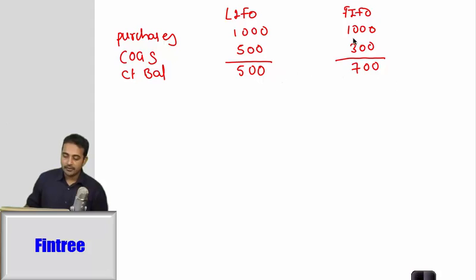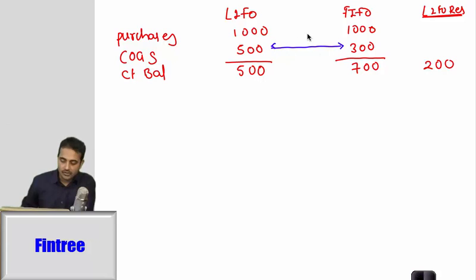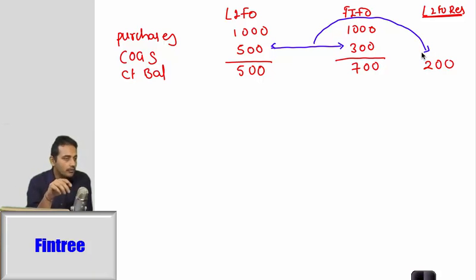Now the difference of these two inventory is essentially your LIFO reserve. And LIFO reserve is how much? LIFO reserve is 200. Now can you also observe that it is also the difference in two COGS? So that difference in two COGS has actually also contributed to the LIFO reserve. So are we together so far?